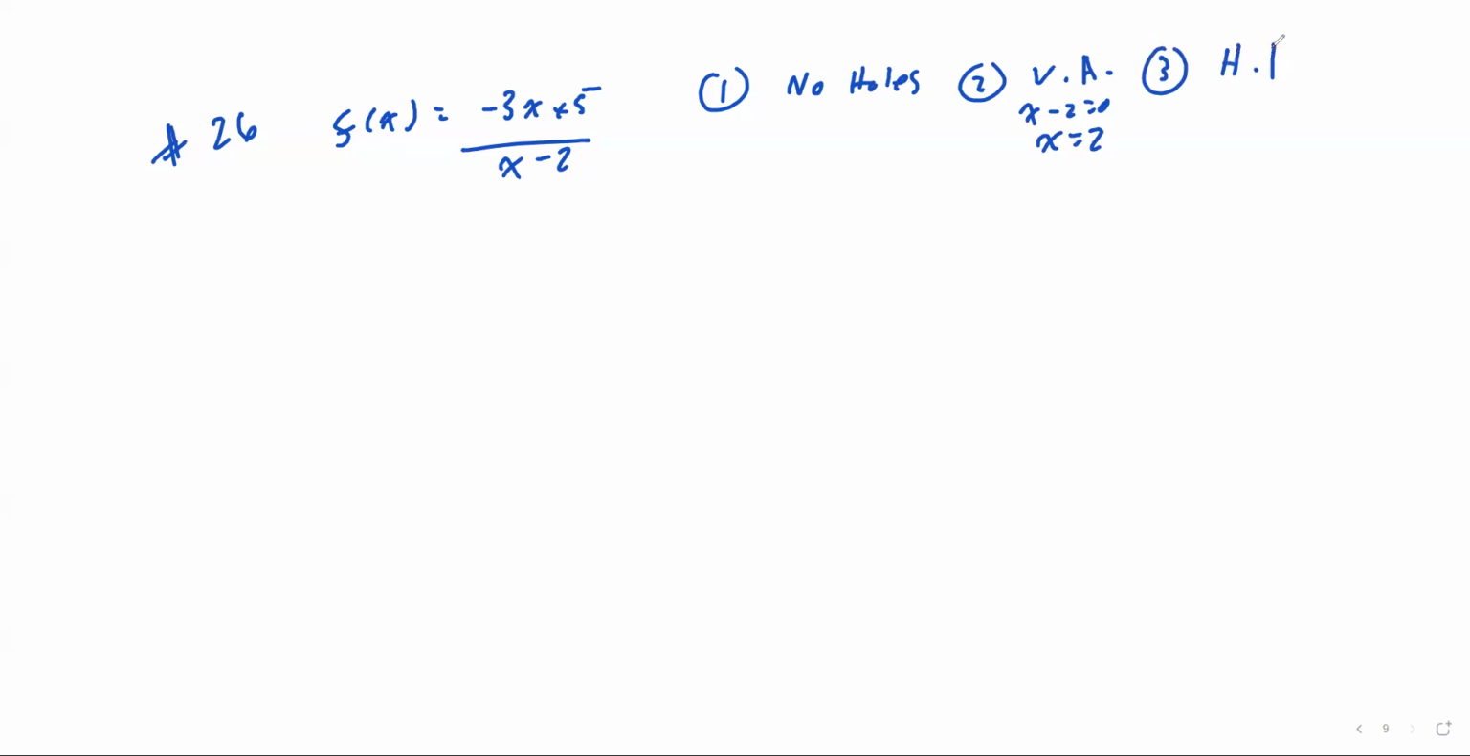Horizontal asymptote, since they are the same exponent, I just divide their coefficients. So it's going to be negative 3 divided by 1, which in this case is just negative 3, which then tells me there are no oblique asymptotes.